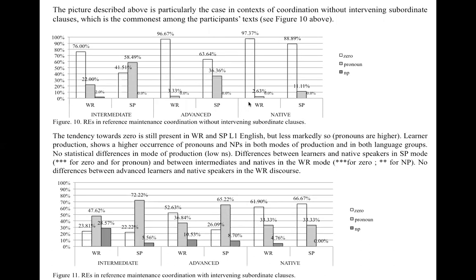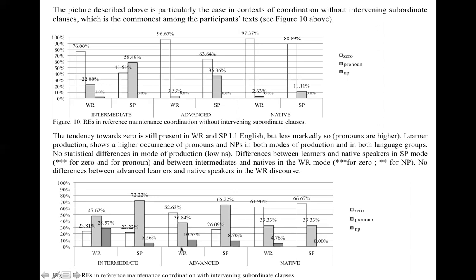The picture that I just described is the same in contexts where there are no intervening subordinate clauses. So pretty much the same statistical results apply. And then in figure 11, what we can see is that when there is any intervening subordinate clause, the tendency towards zero is still present in written and spoken L1 English. Pronouns are higher than before, but they still tend to select zeros. There are no statistically significant differences across mode of production, so there's no mode effect here either.